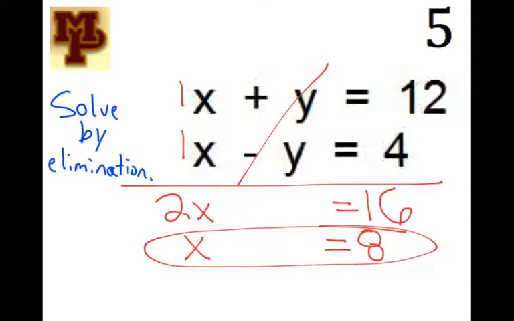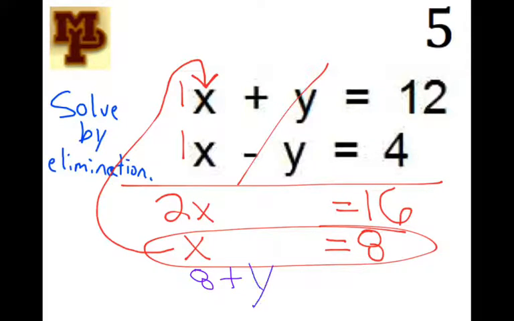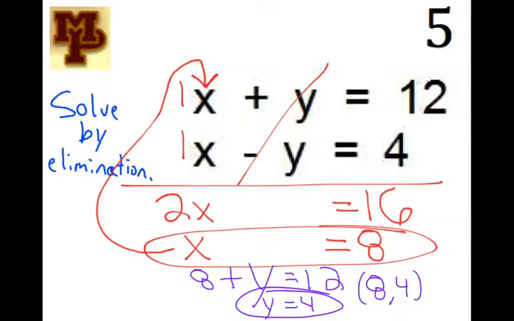And then we'll just go somewhere to figure out what the y is. So just right there in that top equation. So that's going to give us 8 plus, and then we're going to leave the y in there, equals 12, and then we're going to solve for y. So we have to subtract 8 from both sides. So subtract 8, so that's going to be 4. So put the two together, that's going to be 8 comma 4.